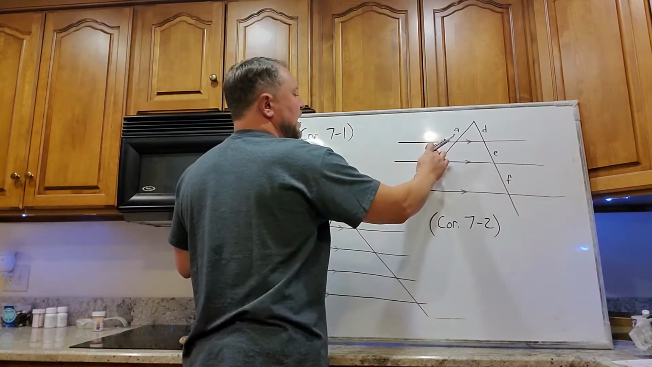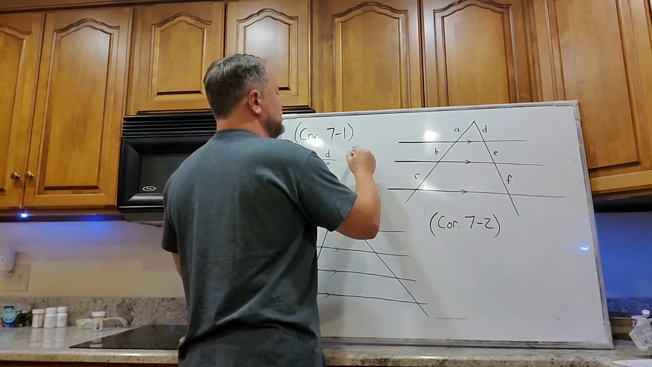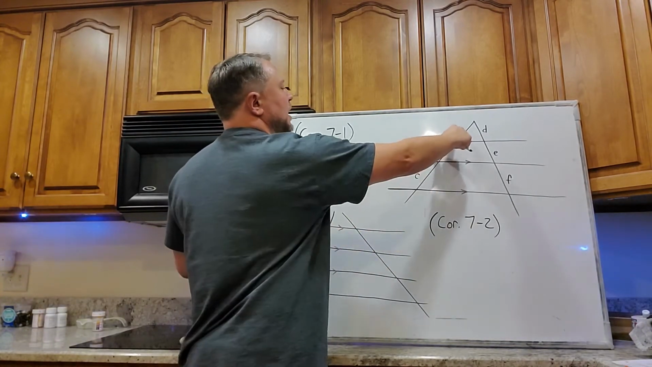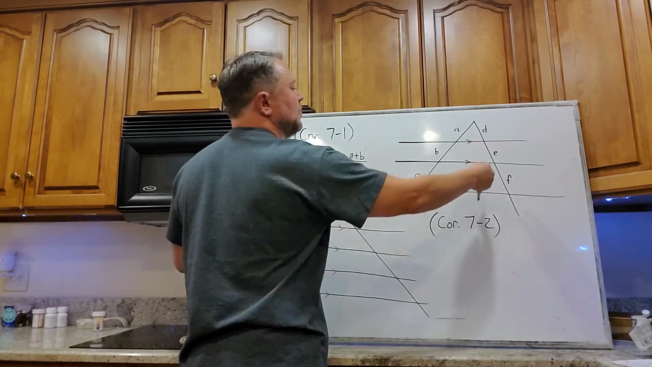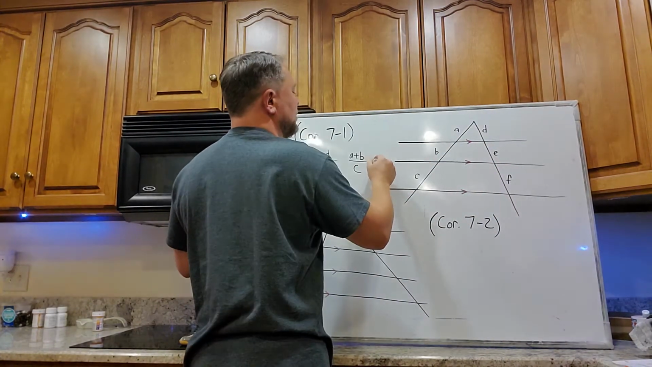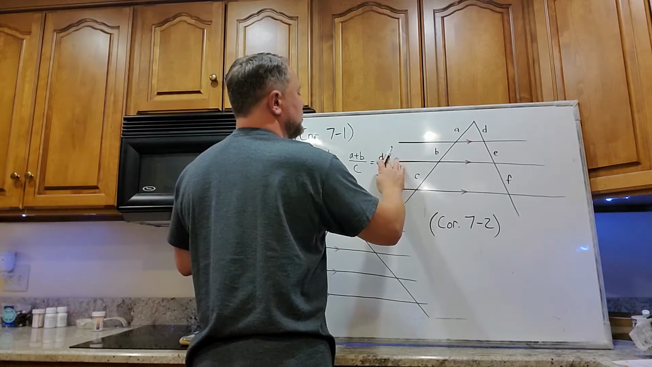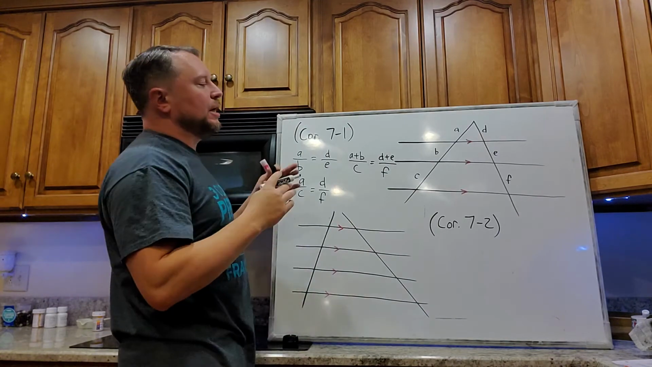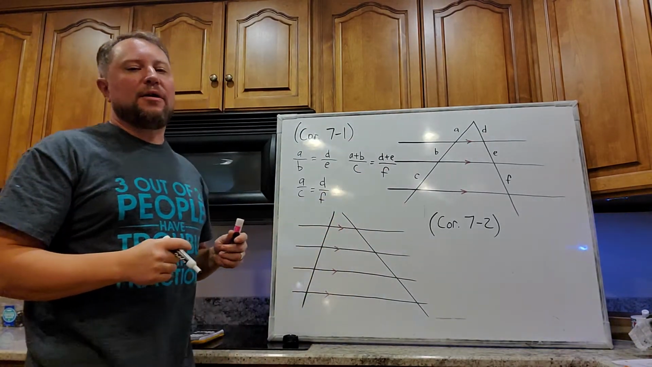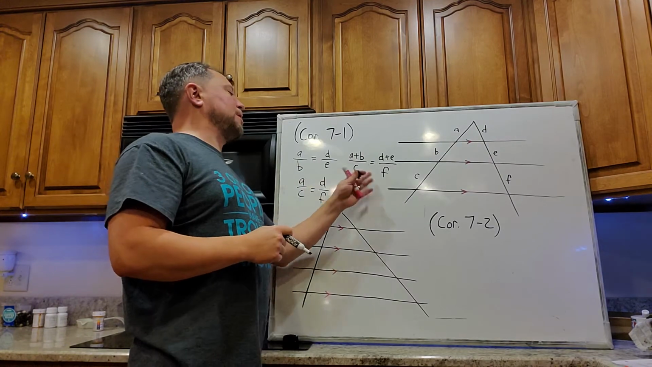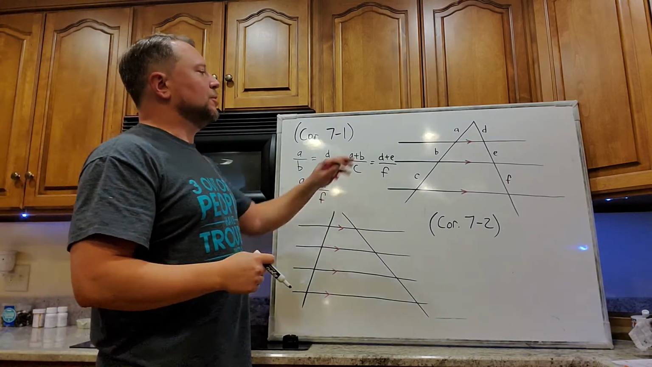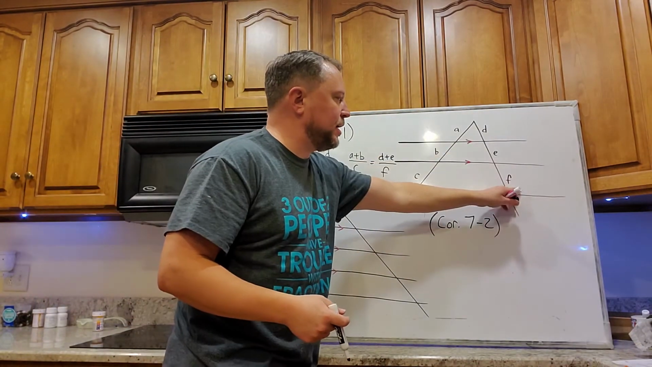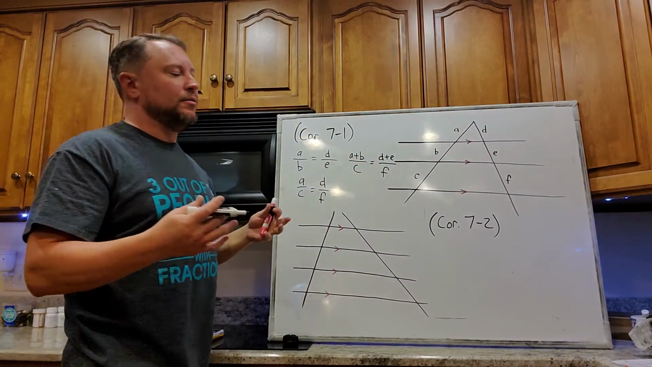I could take the A and the B and add them together and say A plus B over C, and that would equal D plus E over F. So again, as long as you're doing the same pattern on those, there are all kinds of possible proportions. You could go A minus C over B equals D minus F over E, stuff like that.